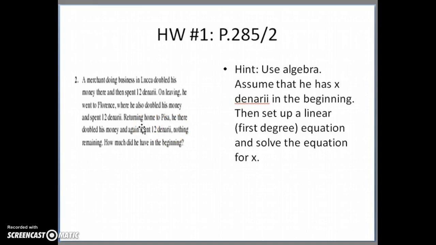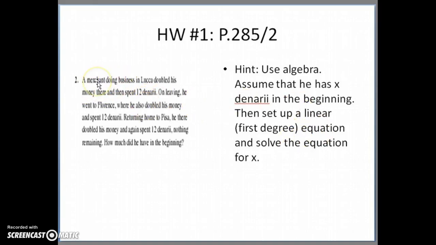This problem is from one of his books, which is mostly devoted to arithmetic and elementary algebra questions. This question can be solved very easily by using algebra. If we assume the money he had at the beginning is X denarii, then we can set up a linear equation and solve it for X. So how do we set up the equation?